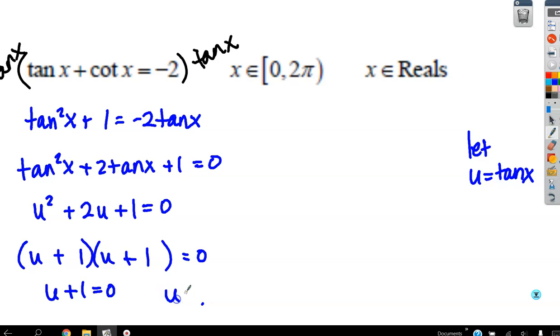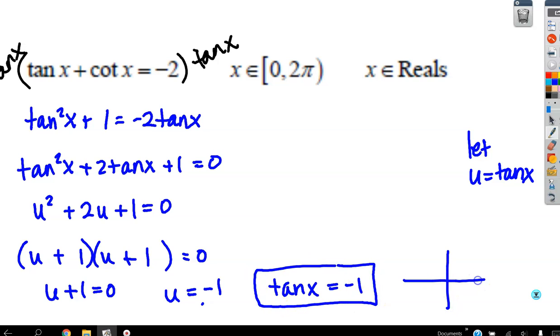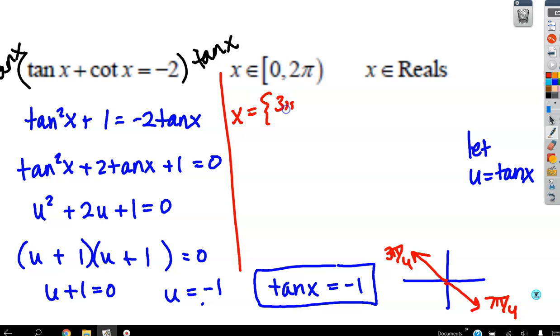Technically, I only need to do 1 because it's going to be the same thing, and I get u is -1. But remember, we weren't solving for u, so we have to put back in what we knew u to be, which is tan x. So we're looking for when tan x is -1. Tan is 1 at 45 degrees, or pi over 4, but it's negative, so that would be in the second and fourth quadrants, which are 3 pi over 4 and 7 pi over 4. So if I want my particular solutions, I would say x equals 3 pi over 4 and 7 pi over 4.